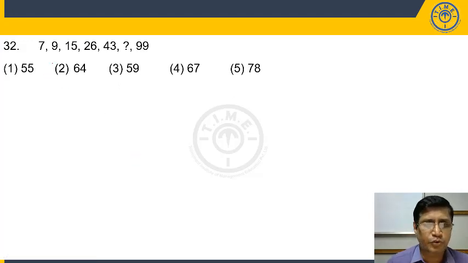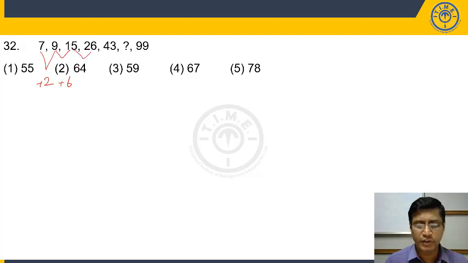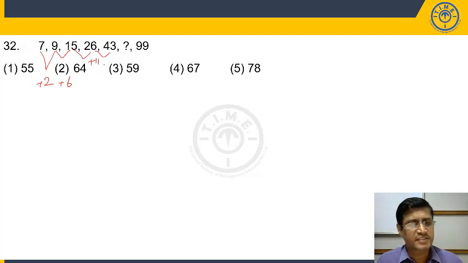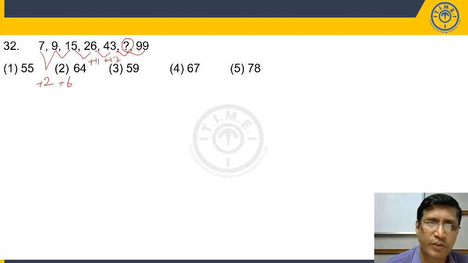7, 9, 15, 26, 43, question mark and 93. Just observe the difference here. How much is the difference of these two values? It is 2. How much is the difference of 9 and 15? It is 6. So plus 2 and plus 6. The difference of the next two numbers is plus 11, and for 26 and 43, it is 17. And for the next one we need to find out, the value question mark, we don't know, hence we need to find out this value.